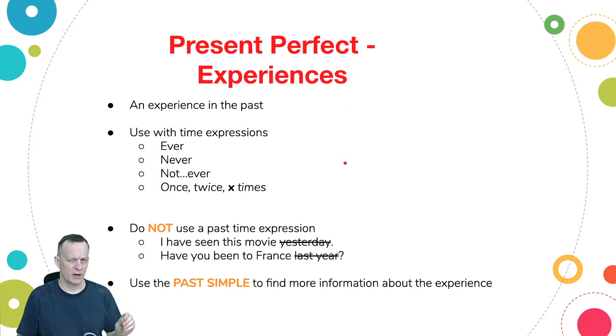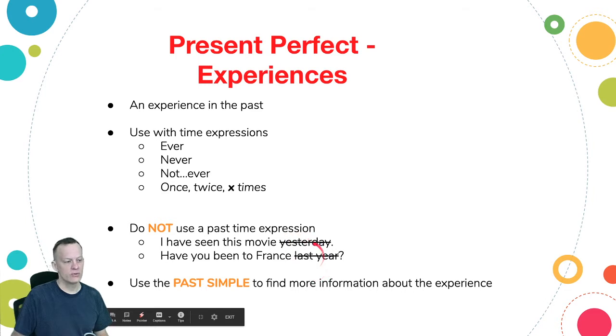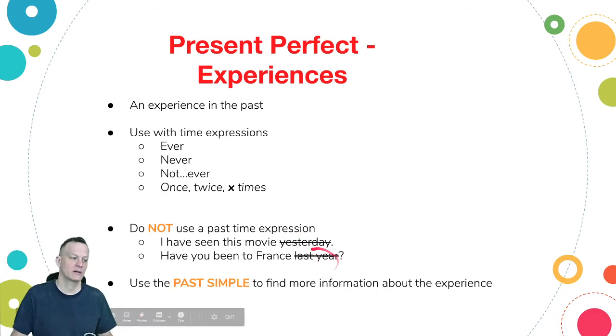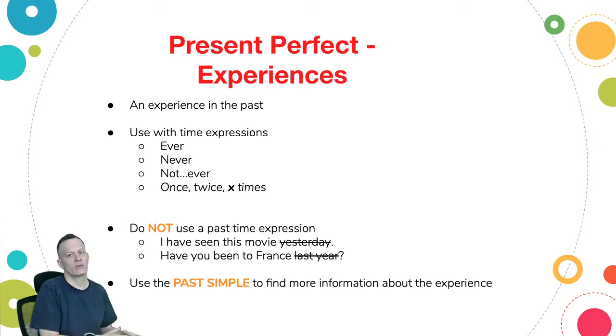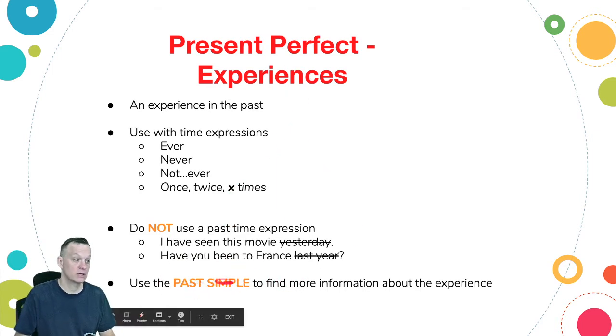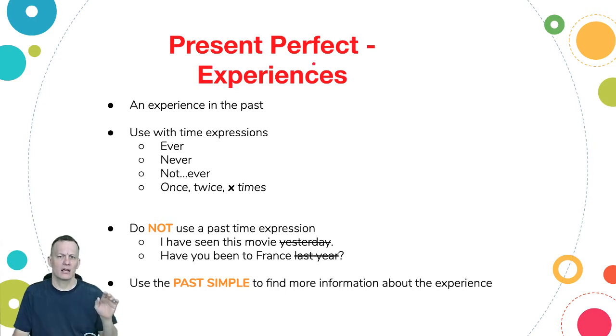What is the sticking point, the hard part, the trick? Well, it's this right here, okay? A lot of people cannot remember that you do not use the past time expressions with the present perfect. If you want to know about last year and me going to France, well, the important thing is not going to France, but the information you want is last year. You must use past simple. So I could ask, did you go to France last year? Yes, I did. Oh, okay. And so on. So I'm being more specific, and then I use the past simple instead of the present perfect. Okay? I think that's pretty clear.